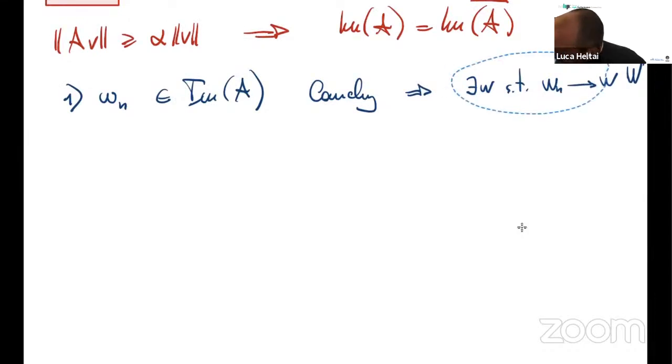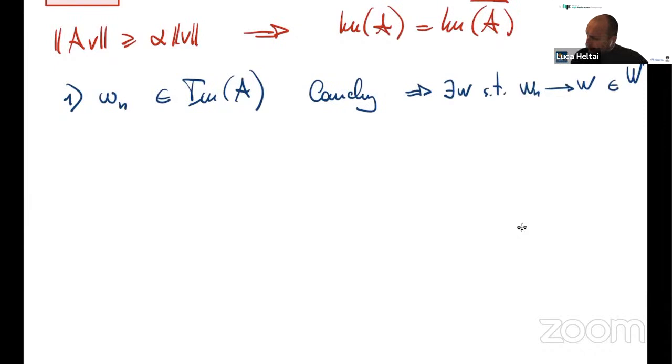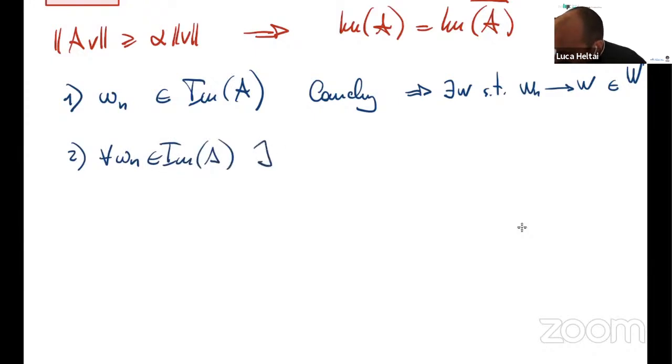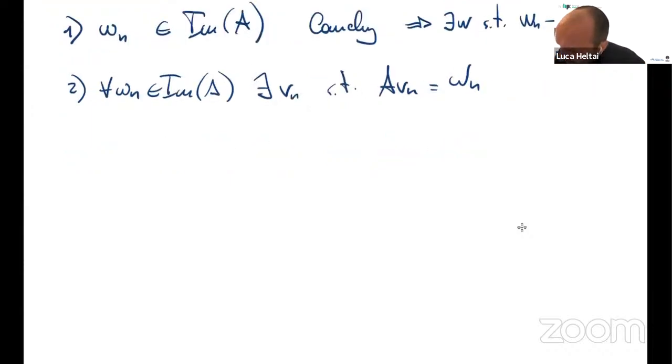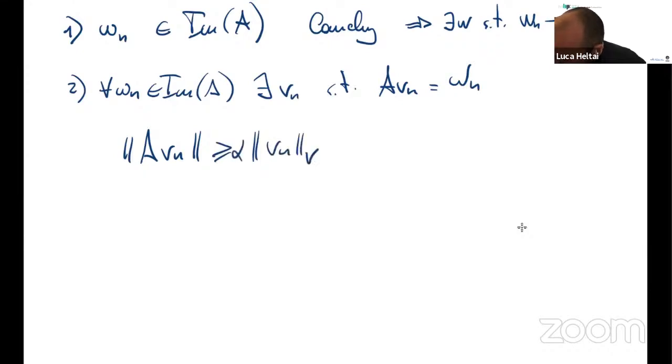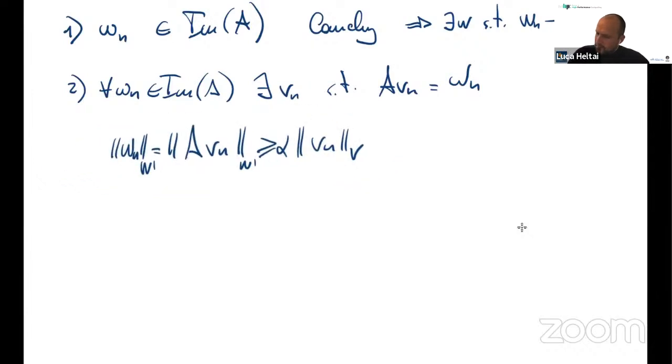Now, of course, for each Wn in the image of A, there exists a Vn such that A Vn is equal to Wn. And in particular, we assume that the norm of A Vn is greater or equal than alpha times the norm of Vn. So this is in V and this is the norm in W prime. This is the hypothesis that we started from.